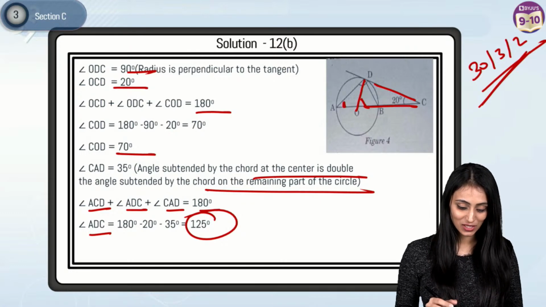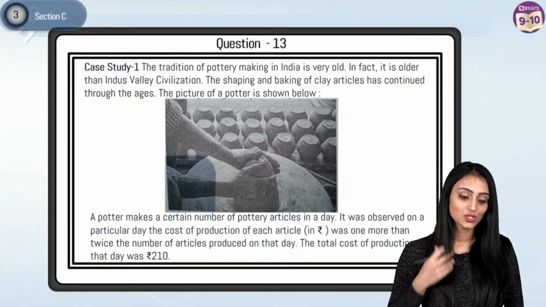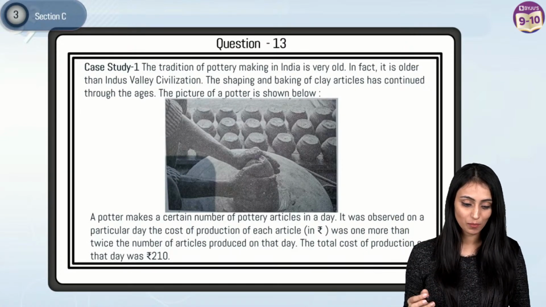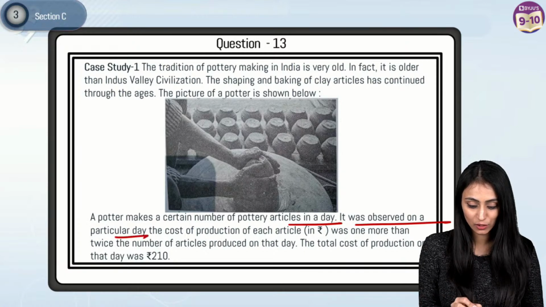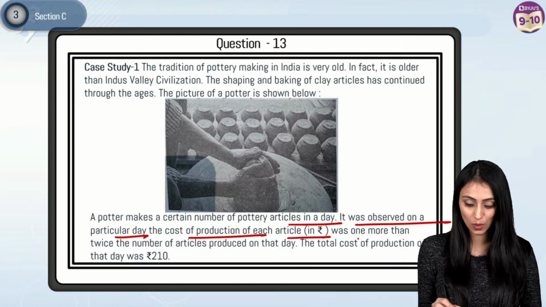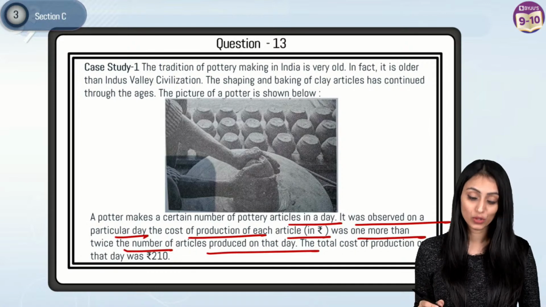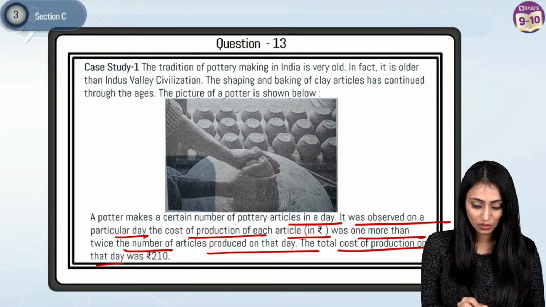Let's take a look at question number 13 now. So we have a case study over here. A potter makes a certain number of pottery articles in a day. It was observed on a particular day that the cost of production of each article in rupees was one more than twice the number of articles produced on that day. The total cost of production on that day was 210.